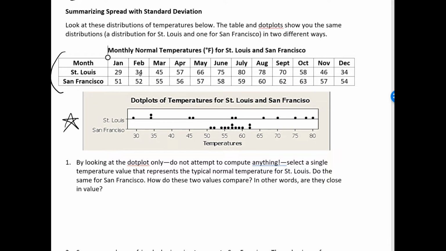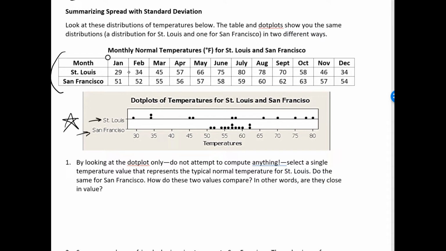Now we see the same information that's presented in the table here in the dot plots here. Again, St. Louis is on the top, San Francisco is on the bottom. And we can see this is displaying it as dot plots. So we have our range of temperatures from 30 up to 80. And we can see the dots correspond to the data points.